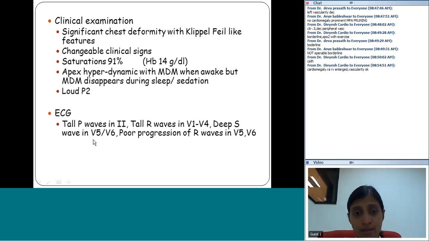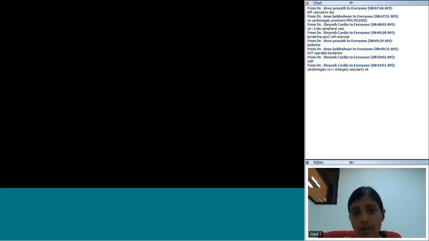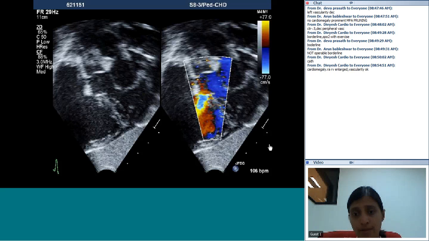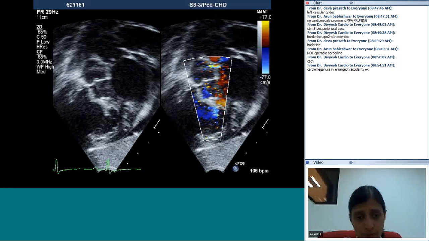So the echo, just try and see if it works. So you can see here that there is a VSD with bidirectional flow. Okay, sorry, the scale setting and the gain setting is a bit poor. Let me try and move this on to the next slide. Okay, so what is your impression regarding operability in this patient, and what will you do next?